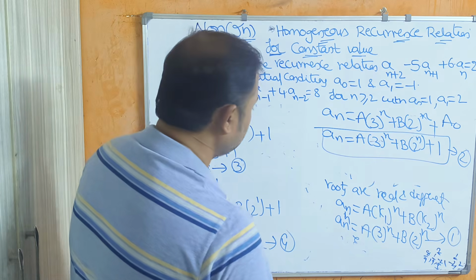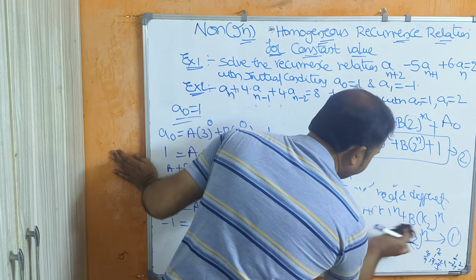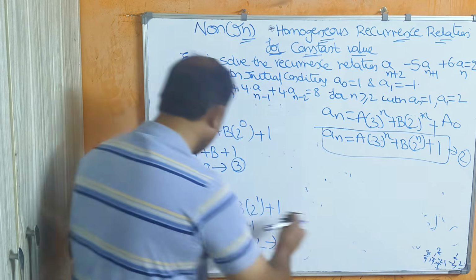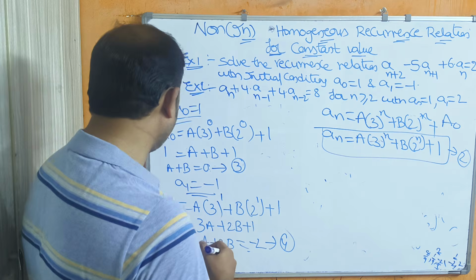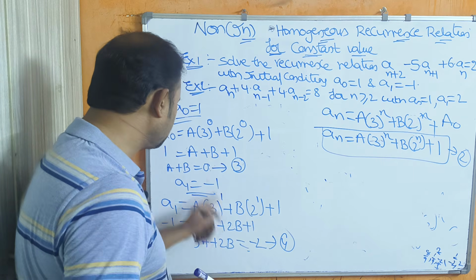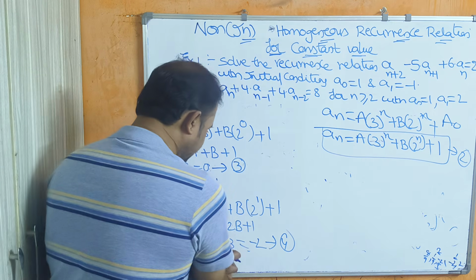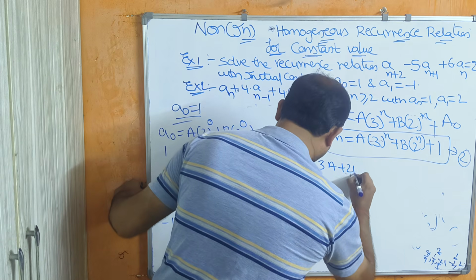So now, for space constraints, I am erasing this portion. So now we have this equation and this equation. Let us multiply the second equation with 2, so this 2b will be cancelled and we will get the a value. Okay. So let us write the first equation now. So 3a plus 2b equal to minus 2.